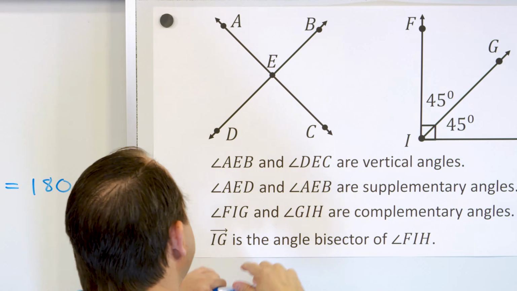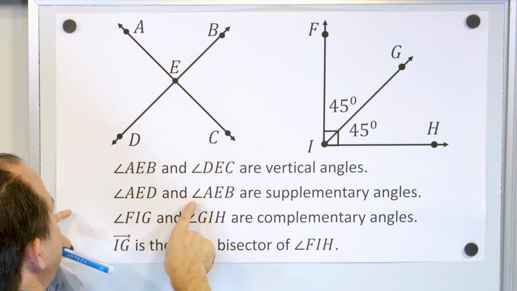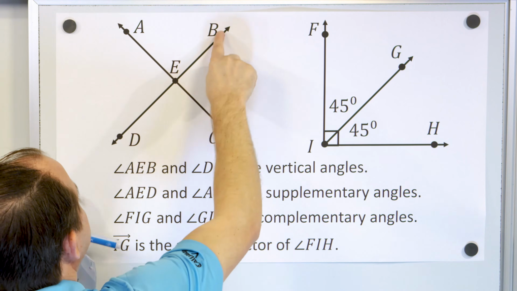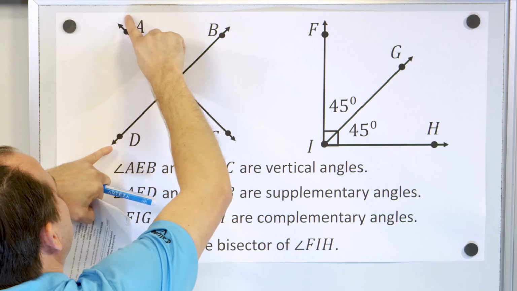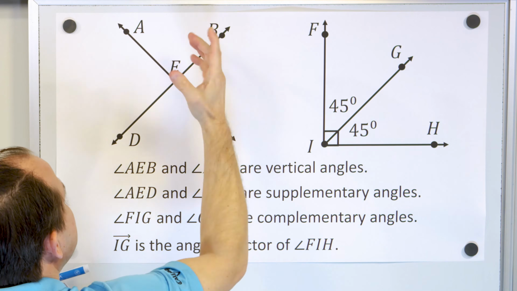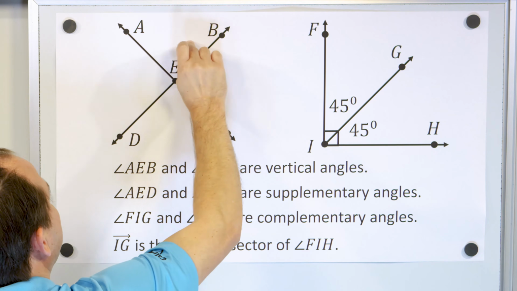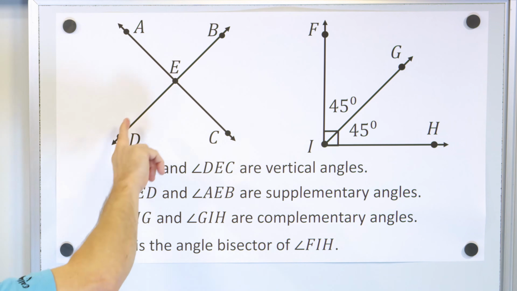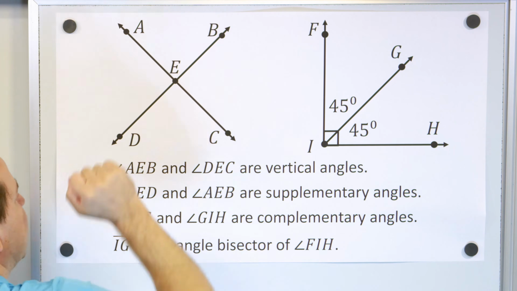Now let's go back to our diagram. We said AED, and we said AEB. We said this angle and also this angle are supplementary. Why? Because when you measure this angle and you measure this one, they have to add up to 180, because this whole thing is 180 degrees from side to side like this.